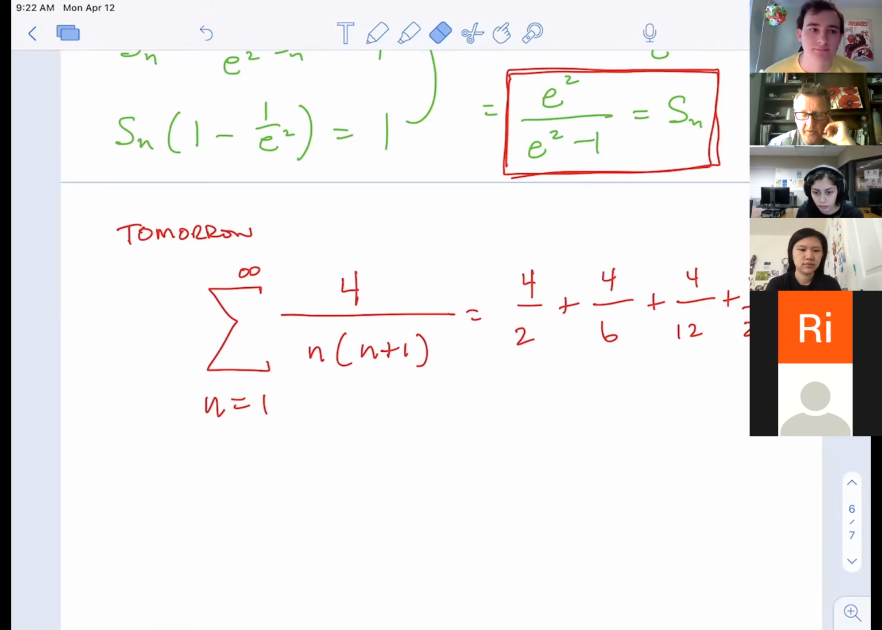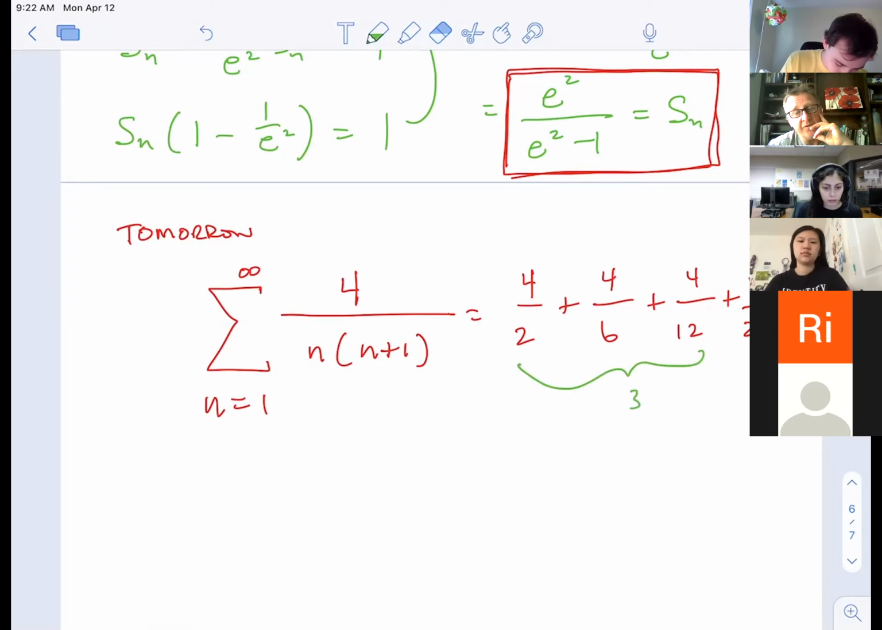Notice we're already at 2 though. 4 over 2 is 2. We're already at 2 from the first term, and then it's 2/3. So we're already at 2.66. And then we're adding another third. We're already at 3 just right here. Do you agree with that? That's already 3 right there. So the answer is more than 3.